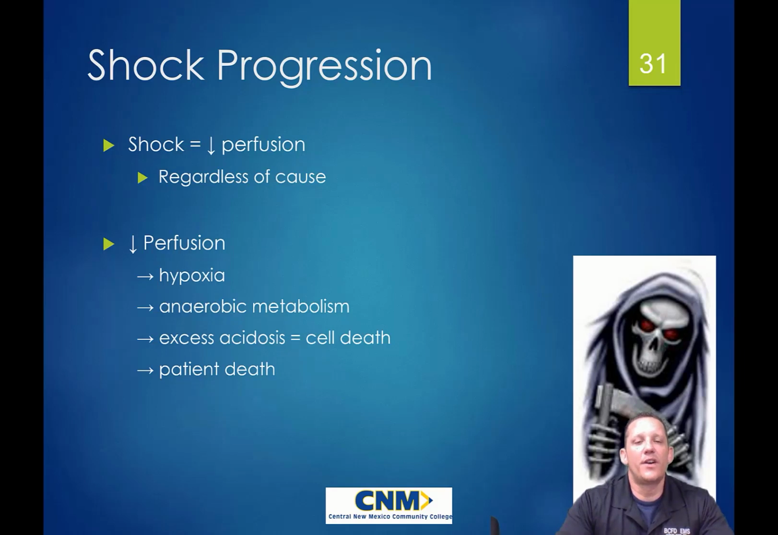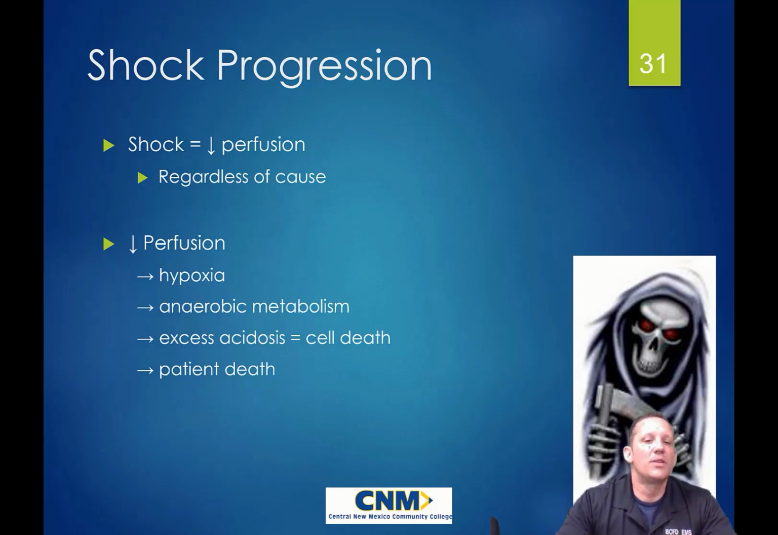When we get farther into the progression of shock, we're going to have decreased perfusion regardless of the cause. It doesn't matter. Whatever is causing the inability to get the oxygen where we need it to go is going to create shock, and the perfusion factor is going to go lower and lower and lower. So we're looking at hypoxia. The body will try to go into anaerobic metabolism, and then again, the only two organs that cannot tolerate that are the brain and the heart.